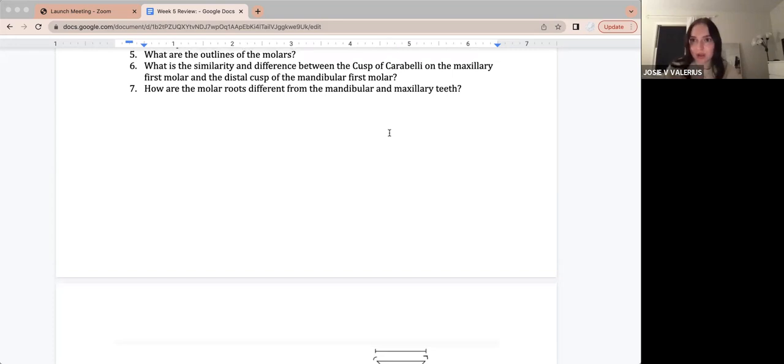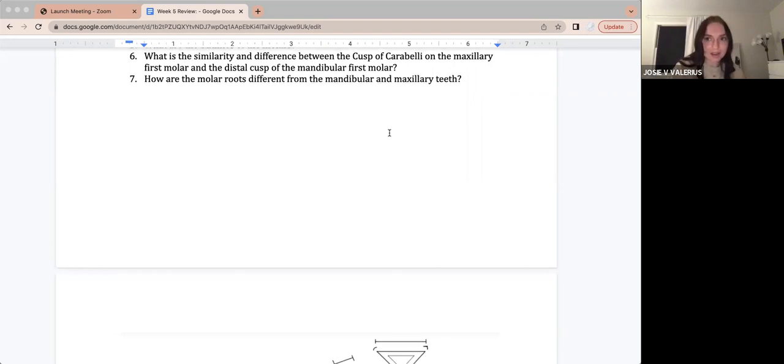So these are the occlusal outlines. Starting with your maxillary first molar, it's a square to rhomboidal. The maxillary second molar is a heart shape. The mandibular first molar is a pentagon, and the mandibular second molar is a rectangle. So go back and make sure you understand.